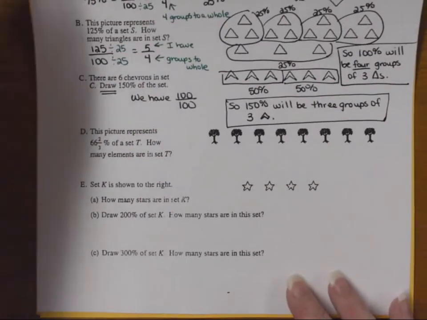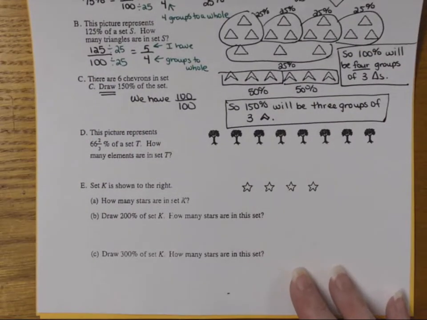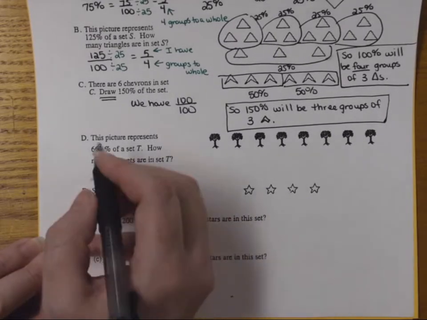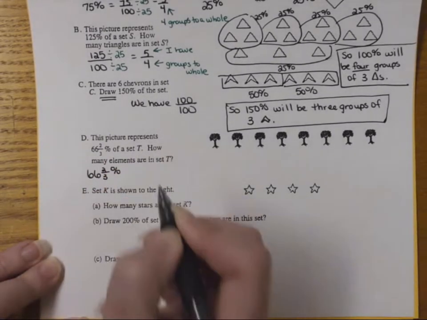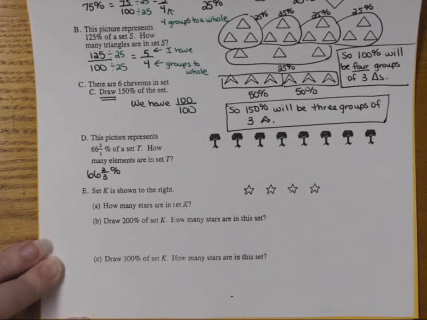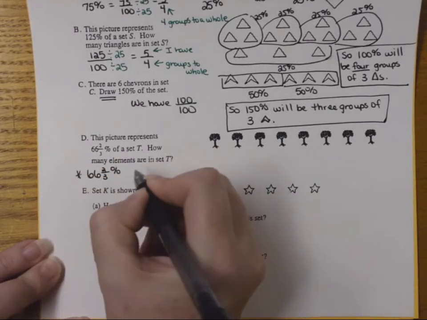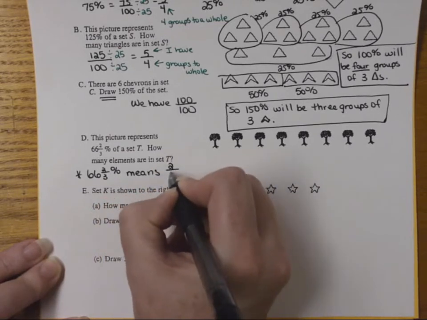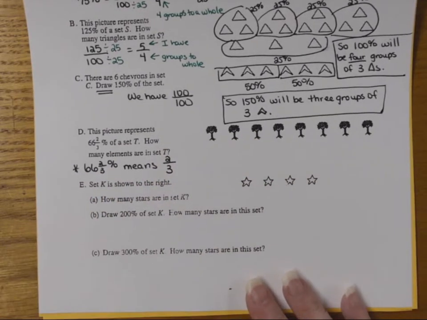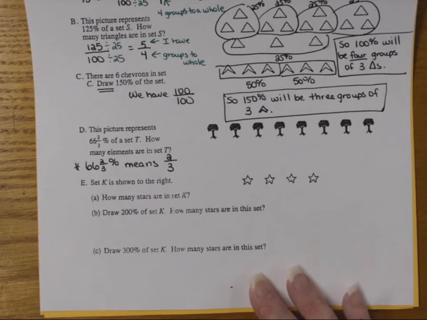All right, so what about this one? 66 2/3%. This is an odd one, but it's actually, believe it or not, a really common percentage that we need to know. So 66 2/3, I'm going to put a star by this because you're going to need to remember this. 66 2/3 means 2/3. Okay, because it's 66 2/3 out of 100. It is exactly 2 out of 3.